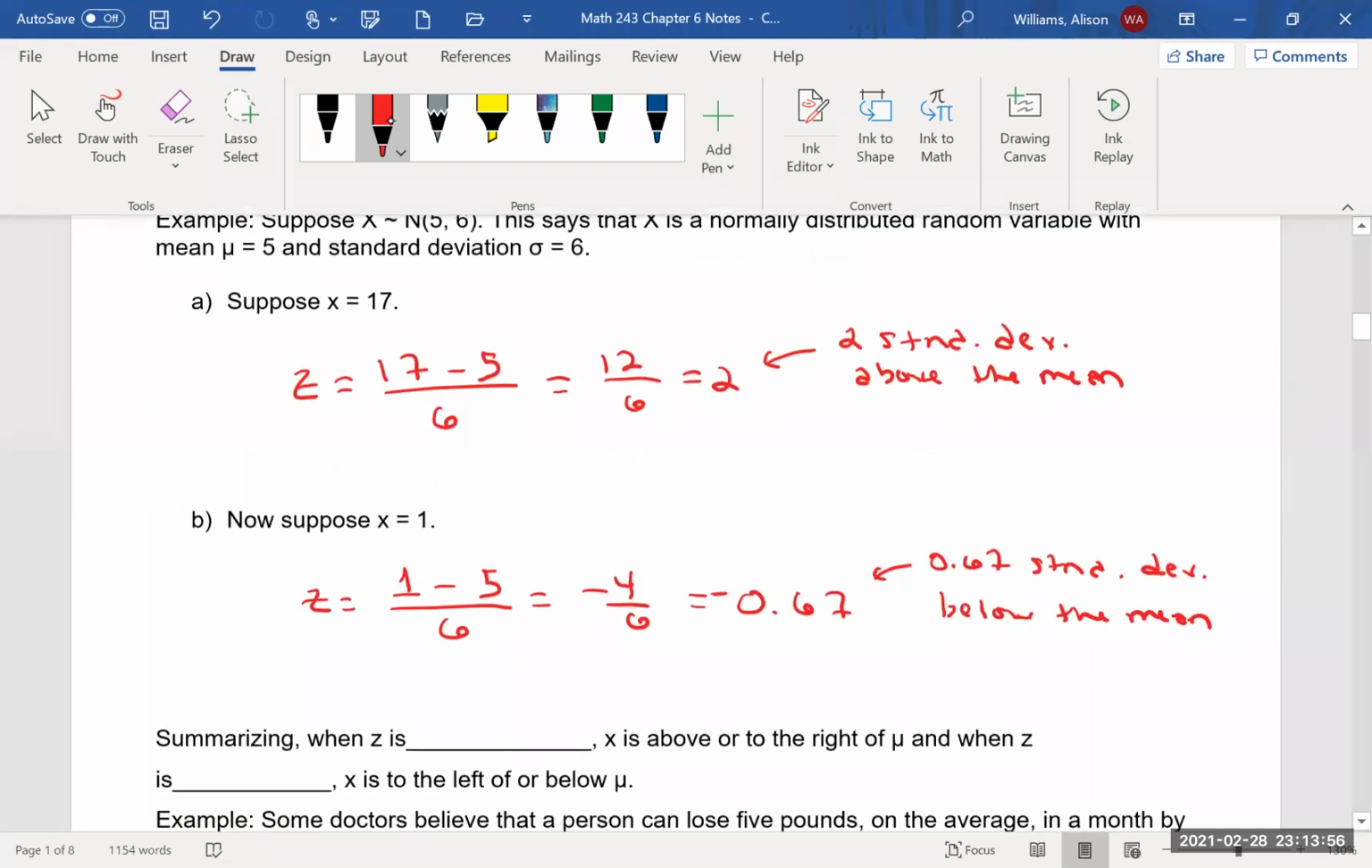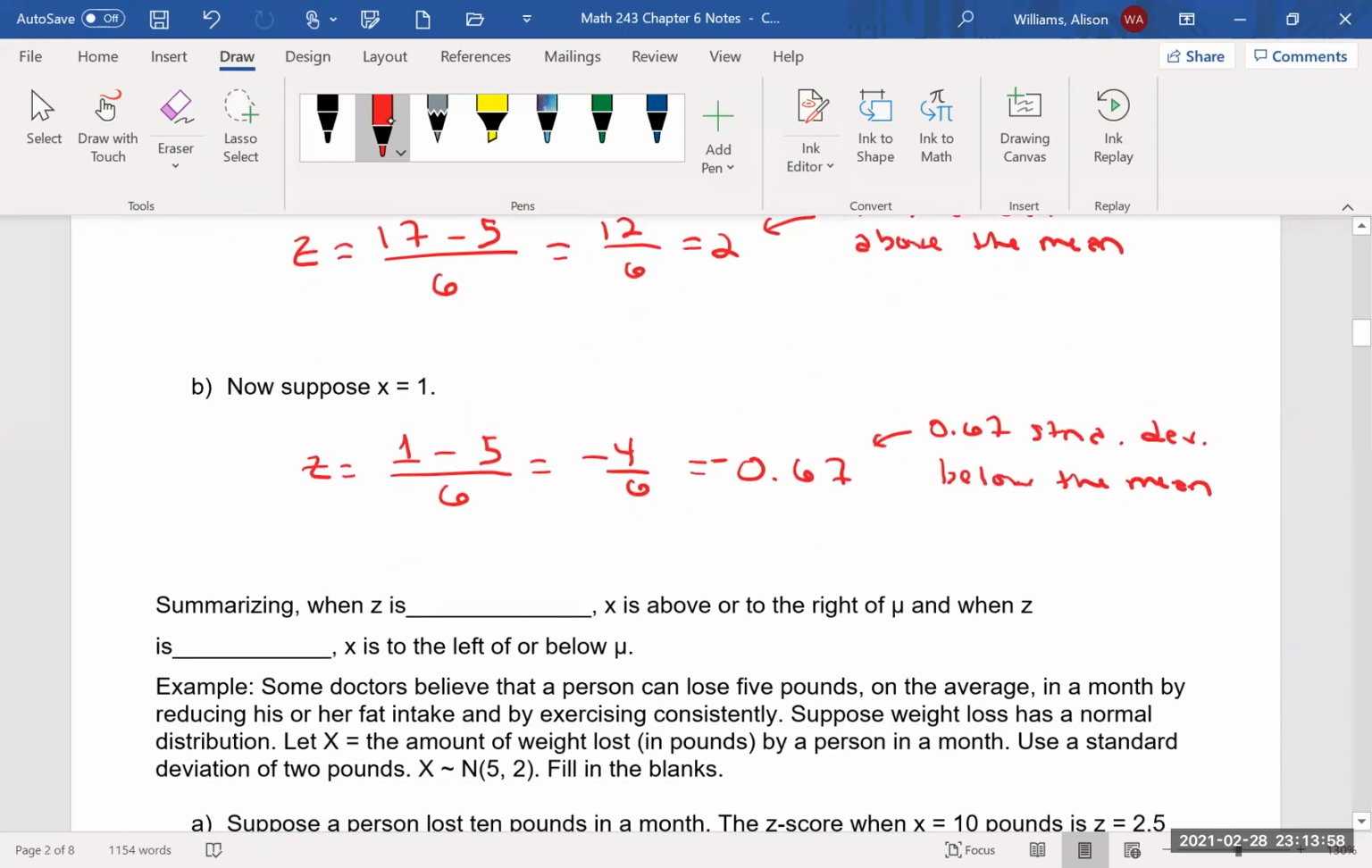Okay, so summarizing this then, when z is positive, x is above or to the right of the mean, and when z is negative, x is to the left or below the mean. Okay, let's go ahead and look at another example here.